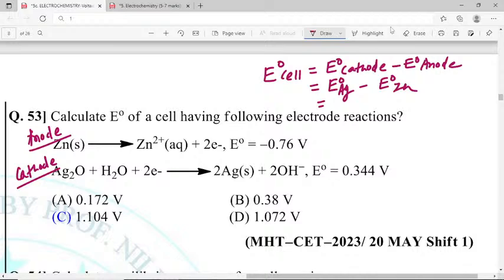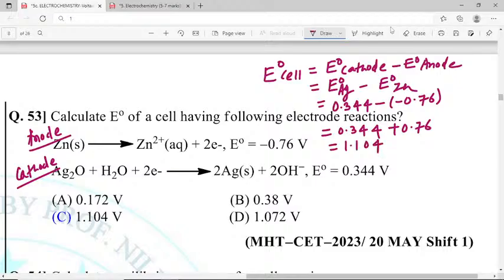What is the silver value? Cathode silver value 0.344 minus zinc value as the minus 0.76. So it is equal to 0.344 minus plus 0.76. So it is equal to 1.104. This is your answer.